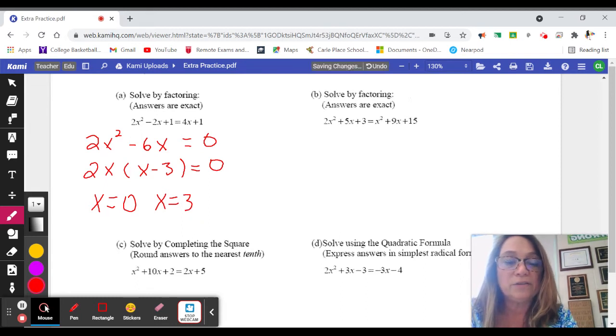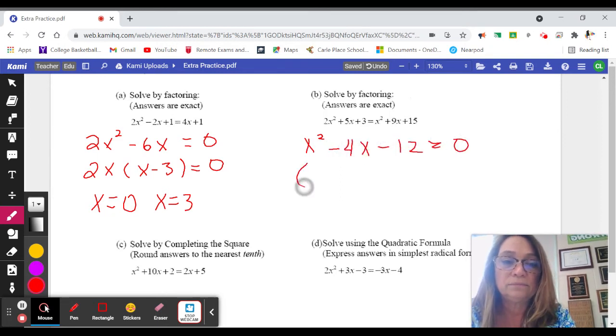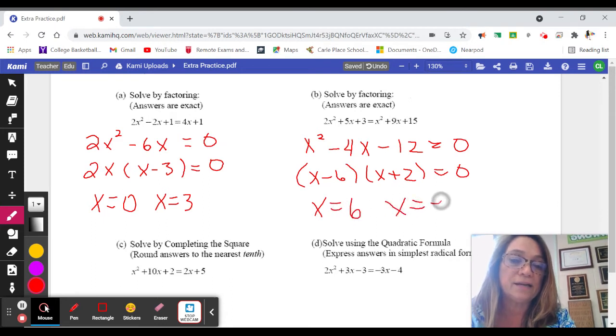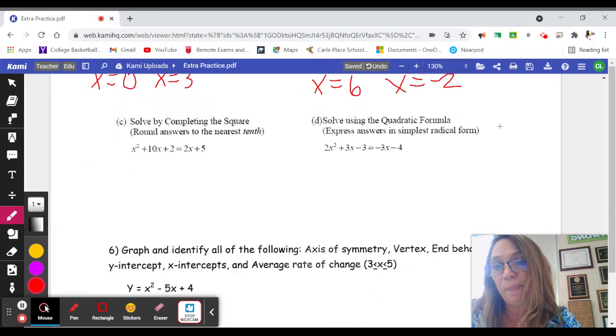Solve by factoring. So first I'm going to set it equal to 0. So x squared minus 4x minus 12 equals 0. So x subtract 6, x add 2 equals 0. So x equals 6, x equals negative 2. And again, you can check these on your graphing calculator.